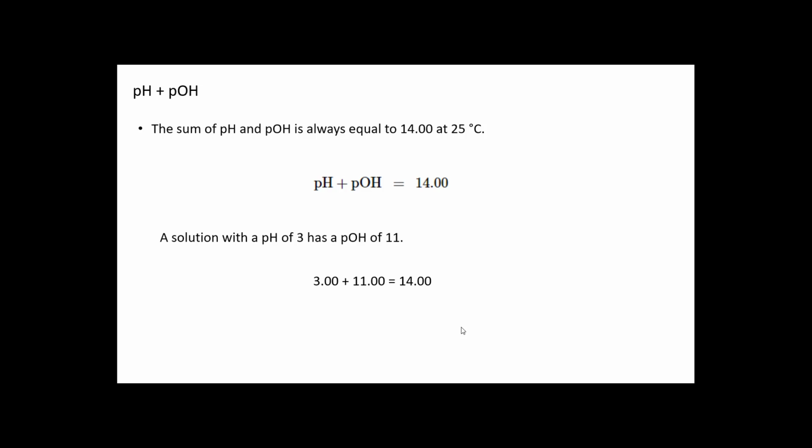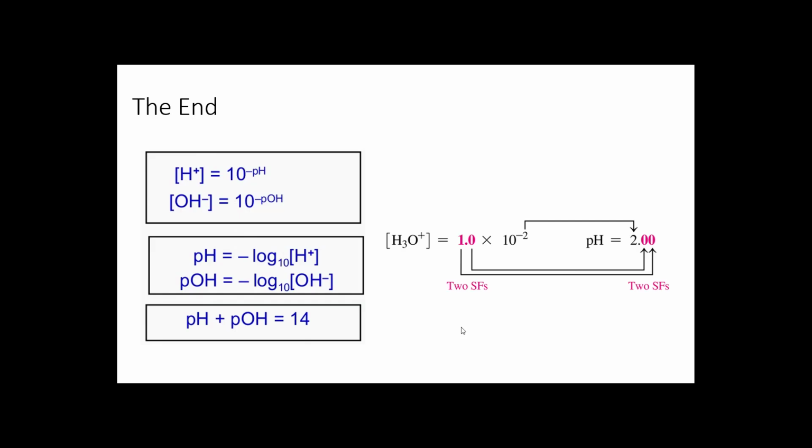Okay, so the sum of pH and pOH is always equal to 14 at 25 degrees Celsius. So if you're given a pH and you're trying to figure out the pOH, knowing that it always adds up to 14, you can figure out what the other one is. So for instance, if you have a solution with a pH of 3, the pOH is going to be 11. It's going to be 14 total. It's very simple. And I found this online, so I thought I would put this up.